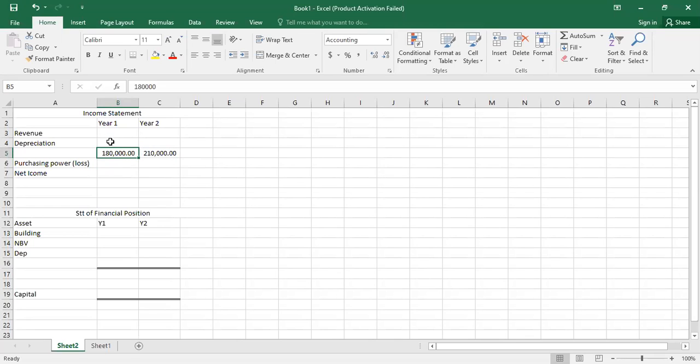Depreciation is still on straight line, and it is still 4 and a third years. So can we get depreciation for year 1? Our own cost is 180 at the end of the year. So 180,000 divided by 4 and a third years, or multiply by 3 over 13. What do we get?